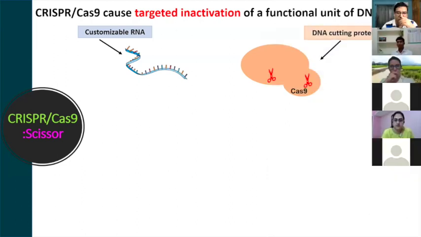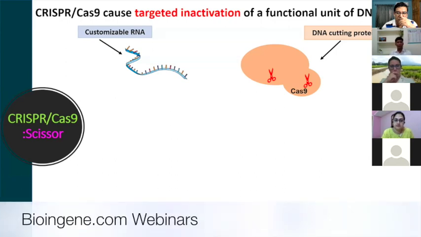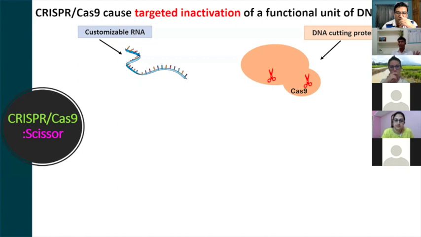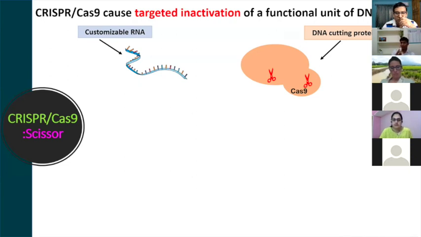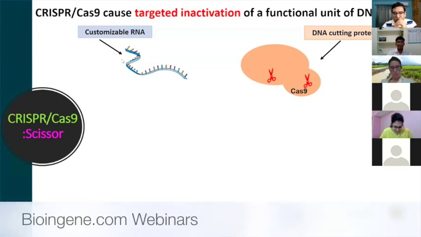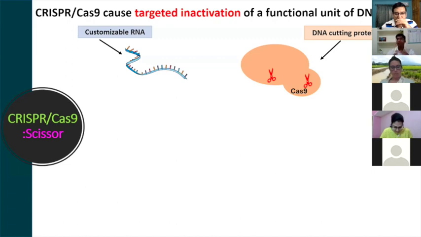If I want to represent CRISPR-Cas9 to you in layman's language, it has two systems. One is a customizable RNA, and another is a protein called Cas9. You can design an RNA that is homologous to the DNA sequence that you want to change. This is the genomic address, the address where you want a change in your genome.